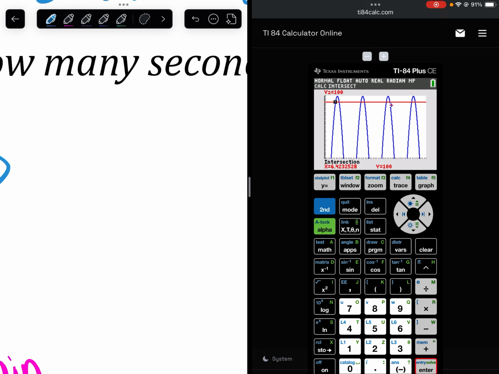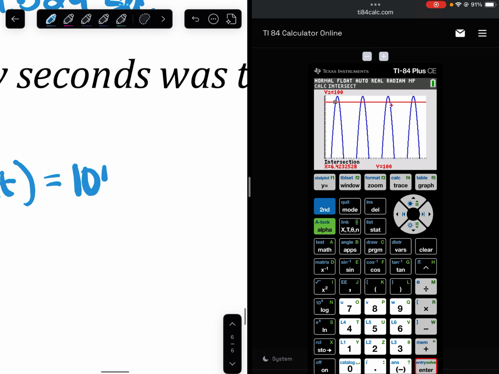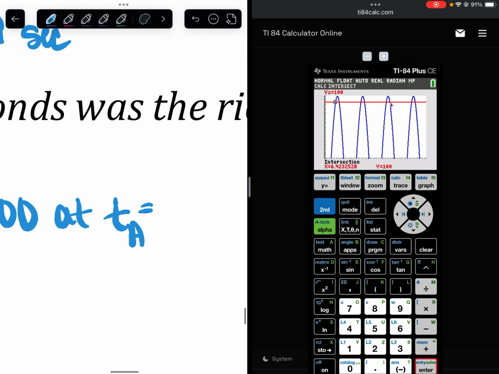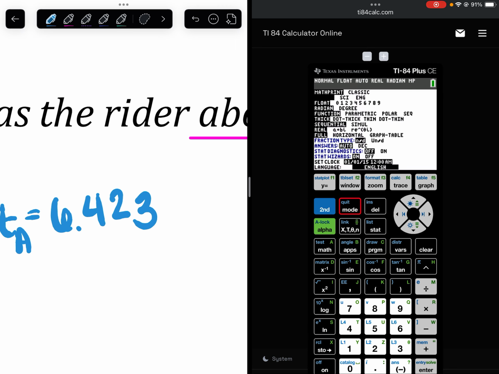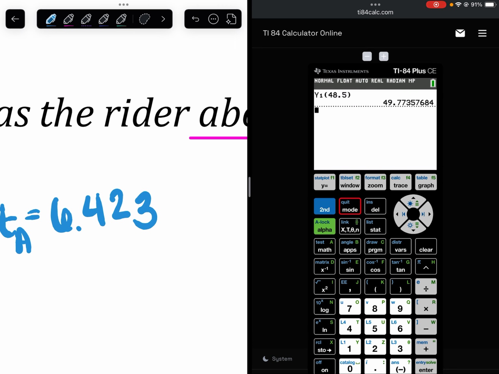so for notation, I'm gonna put h of t equals 100 at, and I'm gonna call this time A because it's the lower one. Time A equals 6.423-ish. Now you could use that decimal. I'm gonna do it correctly and store it. So if I go to my home screen, my variable x, when I hit it, notice it's that number I just found. I wanna save it, so I'm gonna do X stow alpha A.